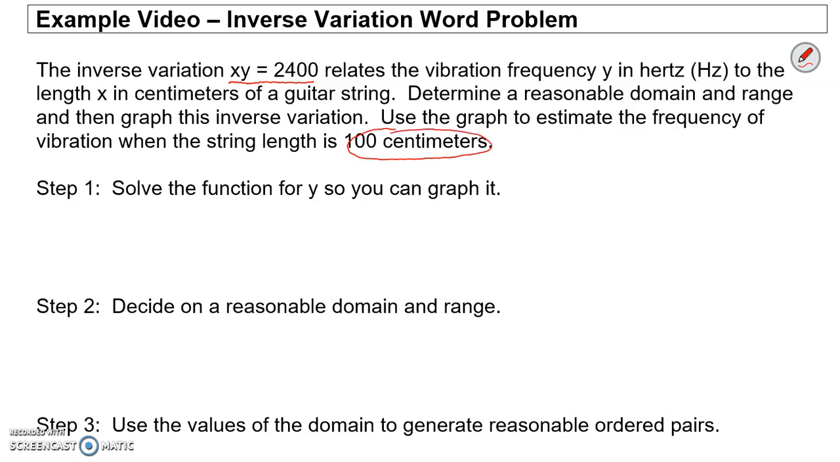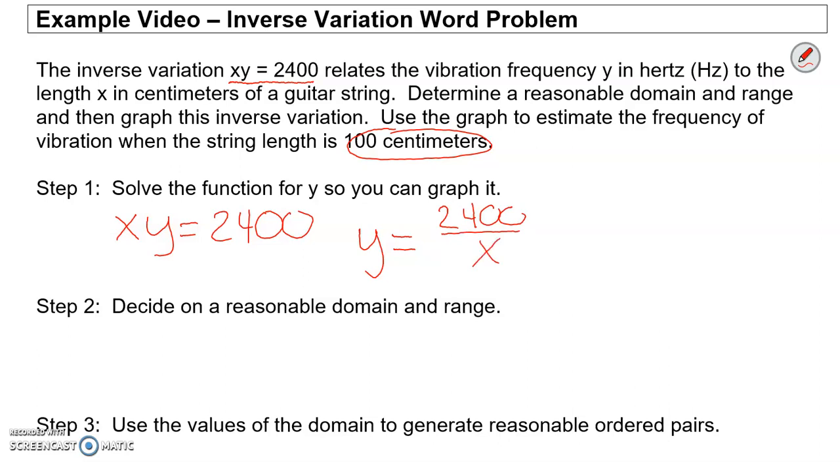So first we're going to have to solve our function for y, so that way we get our equation that we can graph. So we have xy equals 2,400, and we're going to solve for y, so that means y equals 2,400 divided by x.